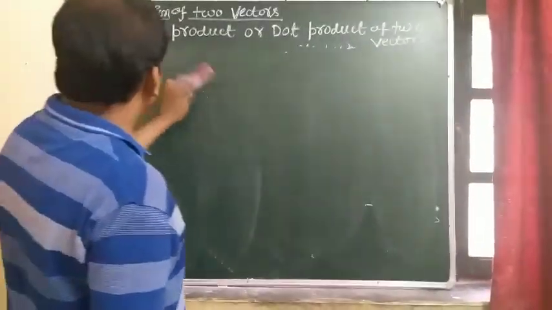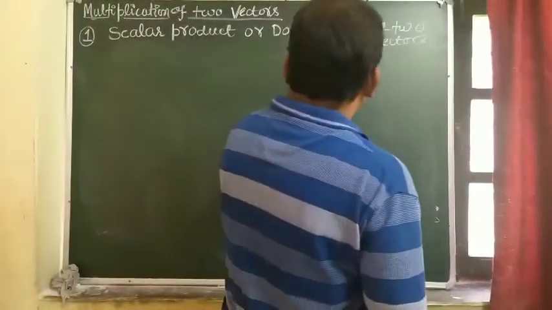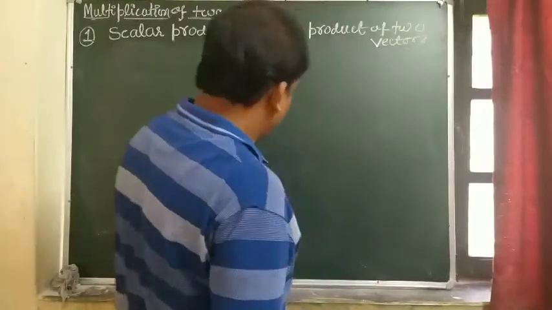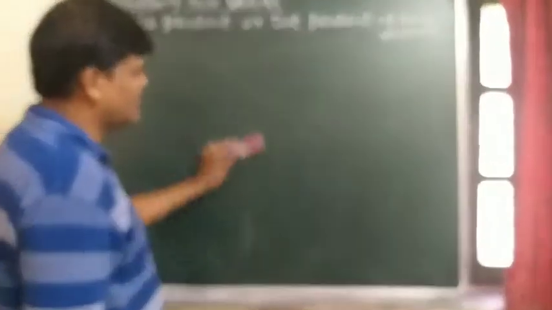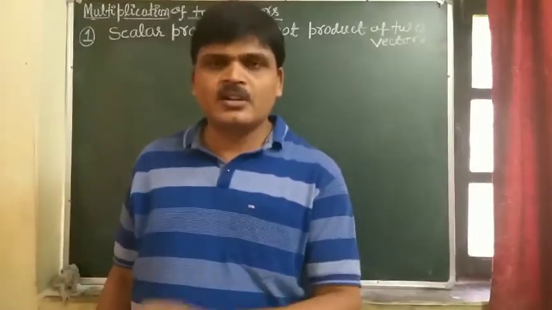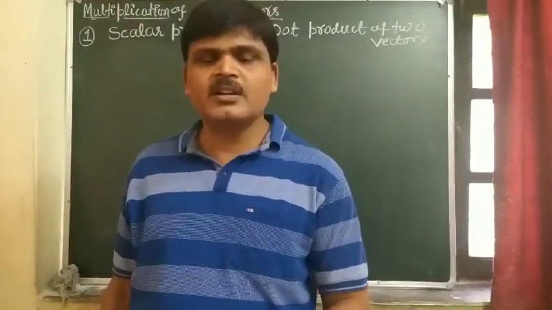And as an example, you already know that vector F dot vector D is work, which is a scalar quantity. Now student, I am going to write some properties of the scalar product.